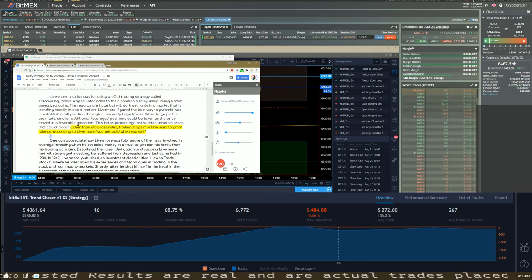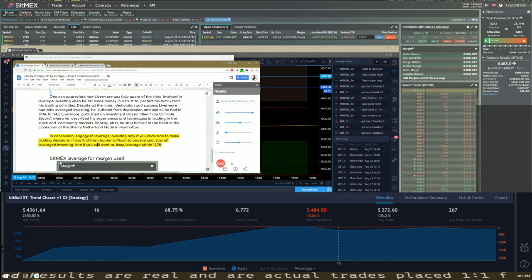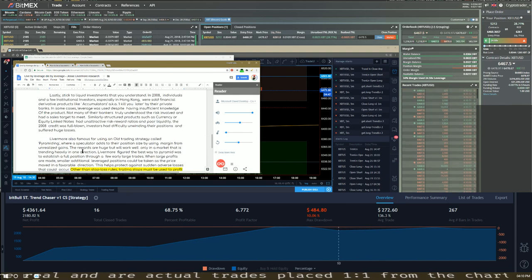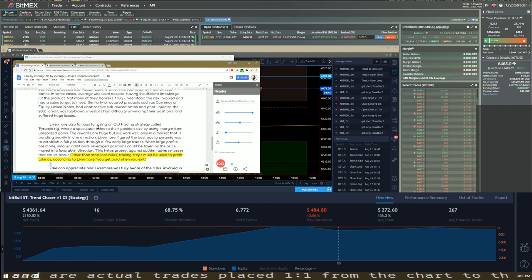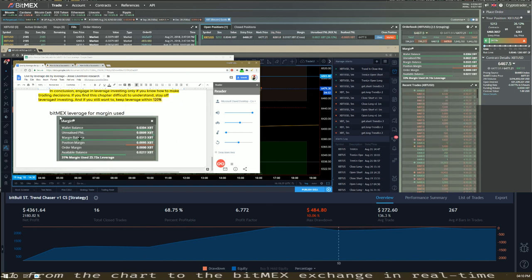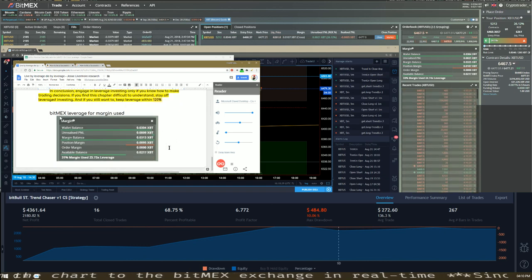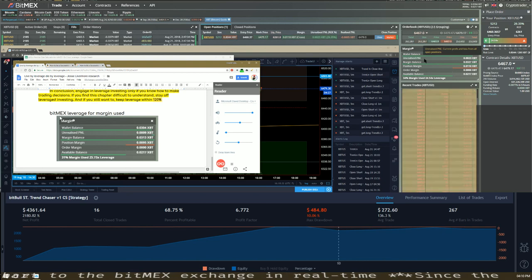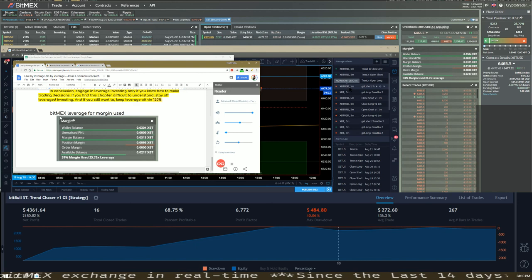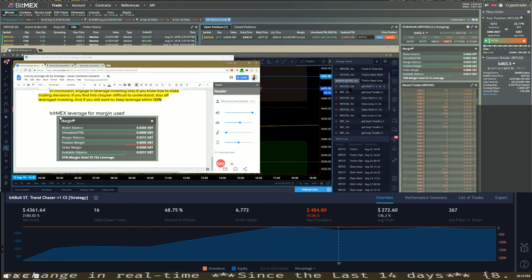Guys, understand that. So that being said, pyramiding is where you add to your position size by using margin from unrealized gains. Unrealized gains are right here. My unrealized gains are right here, 23. They're right here. I can take on unrealized gains and add margin to it. That's kind of crazy.